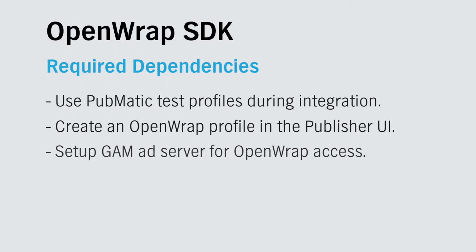Next, you need to set up GAM's ad server integrations to allow OpenWrap access to your winning bids. This involves setting up a new order and line item within your GAM platform. You can find out how to add these entries within the OpenWrap iOS integration guide.